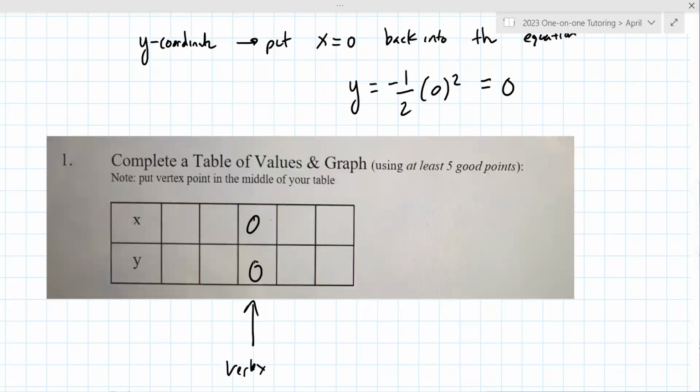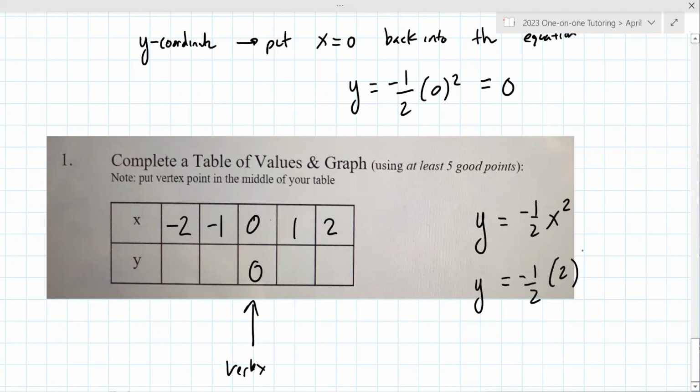Any questions on that before we keep going here? No. All right. So normally we have these 5 values, -2, -1, 0, 1, and 2. Okay. And we evaluate them in this equation. All right. So can you evaluate this for 2? Sure.